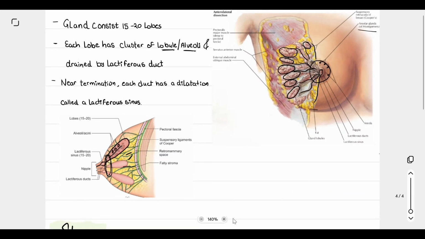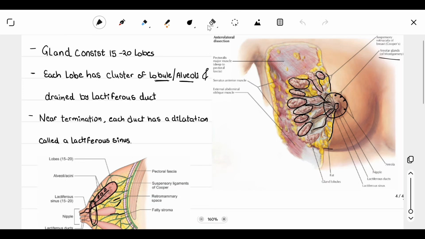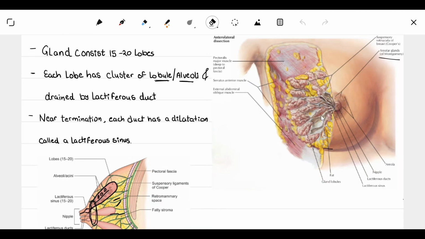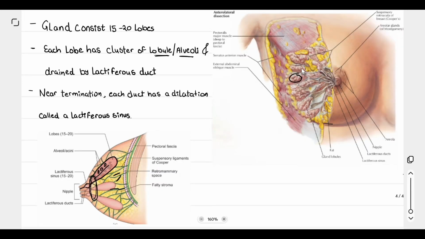So coming back to this diagram, clearing away my ink for you. All these were our mammary gland, and the rest of the structure, which is this fatty tissue, this fiber or ligaments, all of these form the stroma of the breast. So a term to remember is suspensory retinaculum of Cooper's. So what is this Cooper's ligament? Cooper's ligament is a retinaculum or network of ligaments which provide the structural support to the breast.